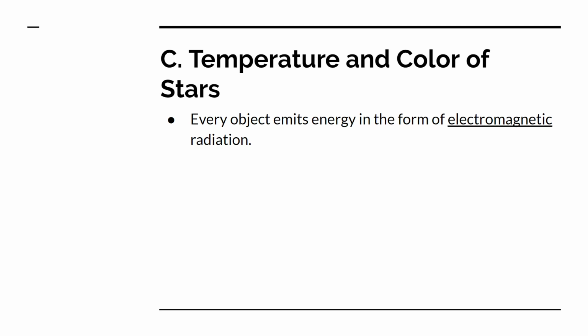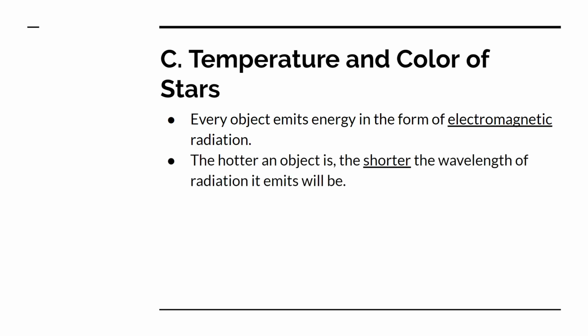Now, something that might be strange is that something like the star is giving off a bunch of light, and you guys are used to that, but technically every object emits energy in the form of electromagnetic radiation. Every single object that we know of pretty much emits some type of light. Our eyes might not be able to see it, but again, certain devices can detect it.